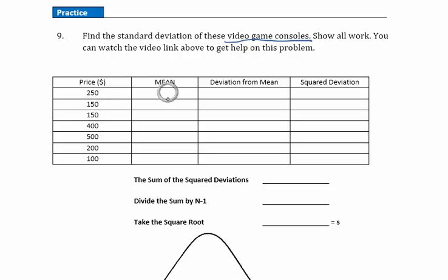You want to calculate first the mean. Then we want to get our deviation from the mean. This is the absolute value difference in this column. Then we square that deviation from the mean, that difference, to get these values. Take the sum of those values. That gives us the sum here. Divide by n minus 1. Remember, n is the number of data pieces we have, so n minus 1 would be 1 fewer than the number of data we have here. Then we take the square root, which will tell us the standard deviation.